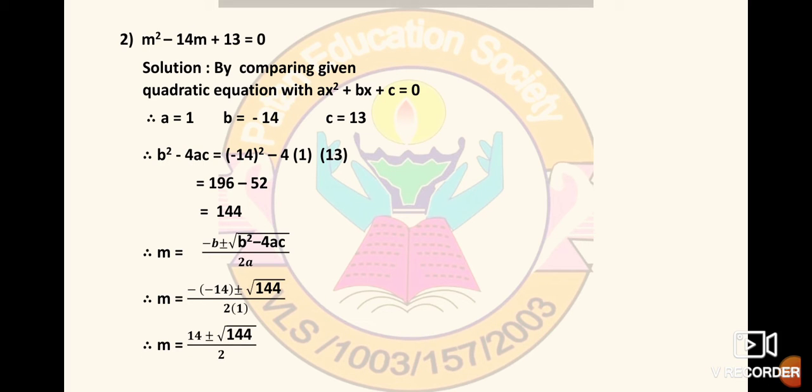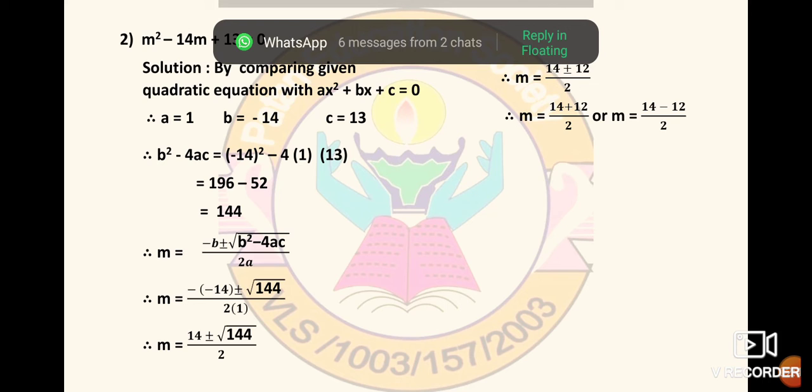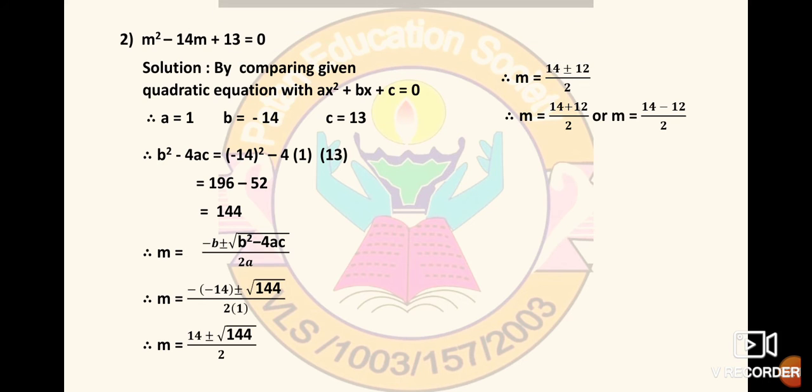Now see, m is equal to minus minus will become plus 14, plus minus the square root of 144 will remain as it is, then 2 again will remain as it is. Now see, m is equal to 14 plus minus, 144 is having square root equal to 12, and then 2 will remain as it is. So m is equal to 14 plus minus 12 upon 2. Now here m is equal to 14 plus 12 upon 2, or m is equal to 14 minus 12 upon 2.